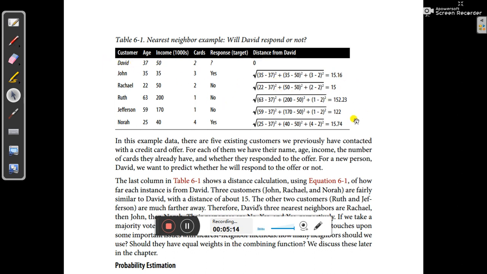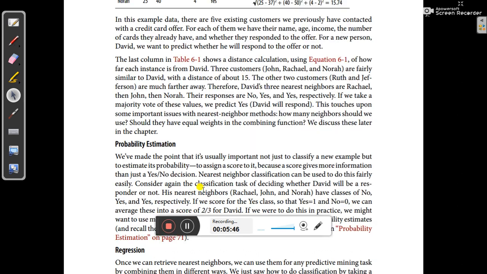Here you can see 15.74, 15.16 and 15. Those are nearest to David. Among them, two are yes and only one is no. But Ruth and Jefferson are more distant, so we might not consider these two. If two points are yes, then obviously we are going to choose the target as yes. That is the estimation, or the prediction, but it might not be true also. So let's see what we discussed.